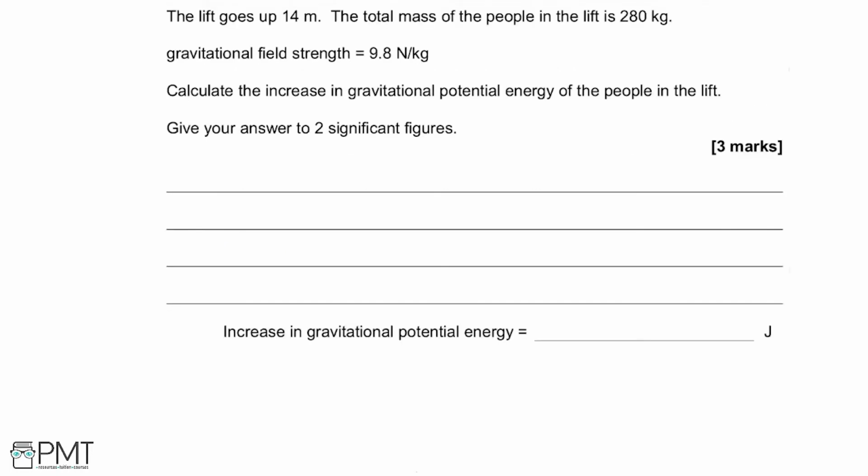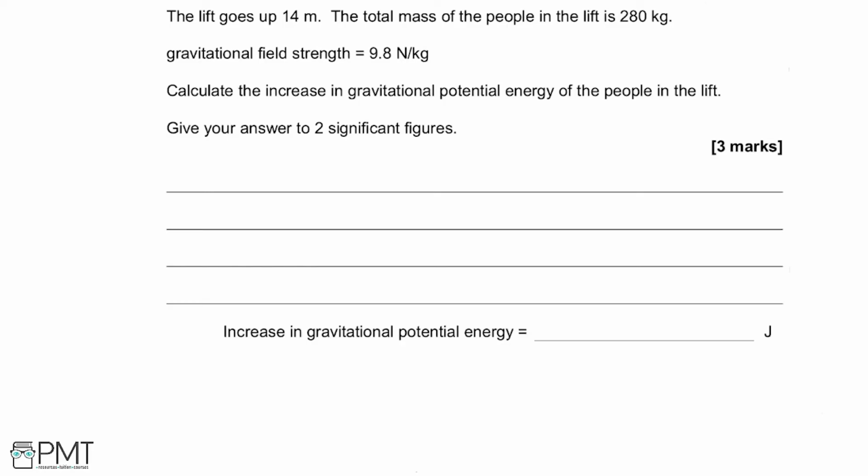For the final part of this question, the lift goes up 14 metres. The total mass of the people in the lift is 280 kilograms. Gravitational field strength equals 9.8 newtons per kilogram. Calculate the increase in gravitational potential energy of the people in the lift. Give your answer to two significant figures.